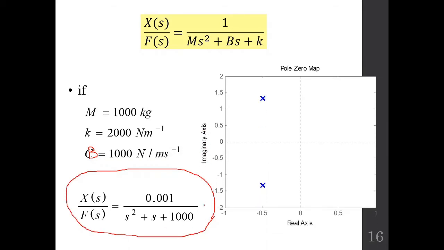And if you want to draw the pole zero plot, then it is this. This equation will also have imaginary poles or complex poles. So you can also find out by applying the quadratic equation to confirm whether you are getting these two values of poles or not.